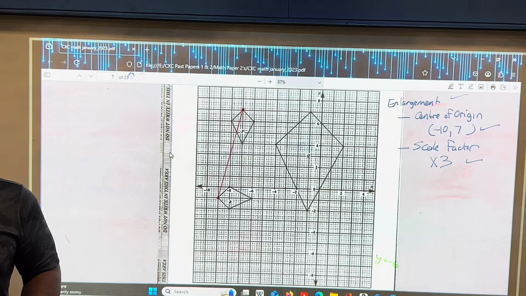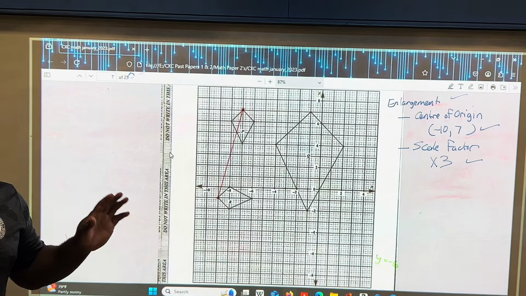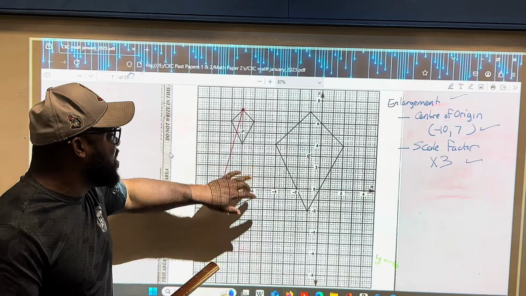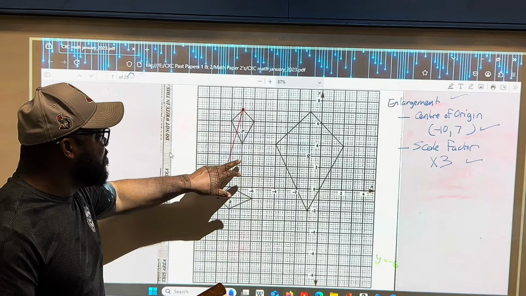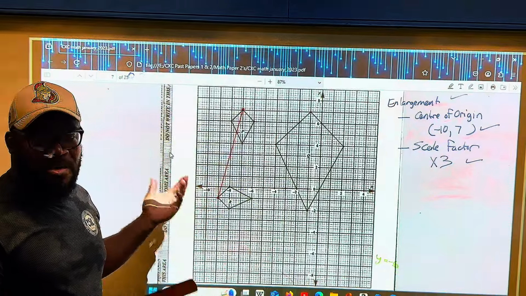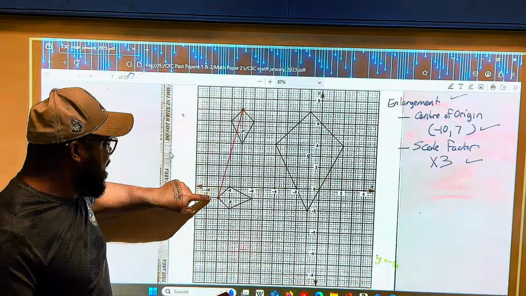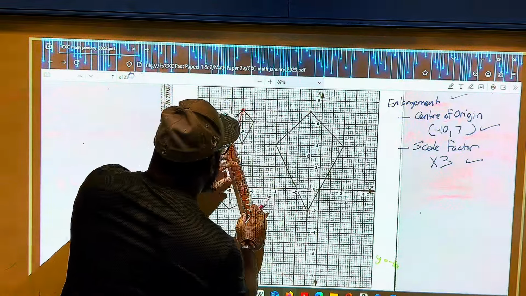Guys, just match another point. I would advise match this with this. It could be any other point, but match this with this so they don't cross each other. Okay? So top with top, bottom with bottom. That's what we know, guys.